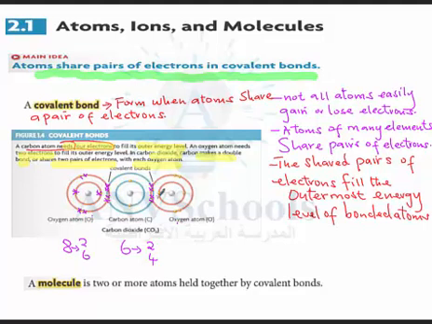If we make it clear here, if we have carbon, this is how it would look. So you will have a carbon atom with double bonds to form what we call carbon dioxide. You can see that these are the bonds here. This is what we call covalent bonding.